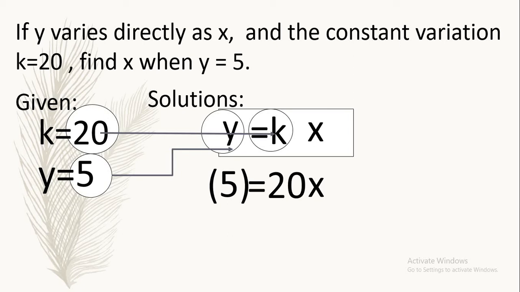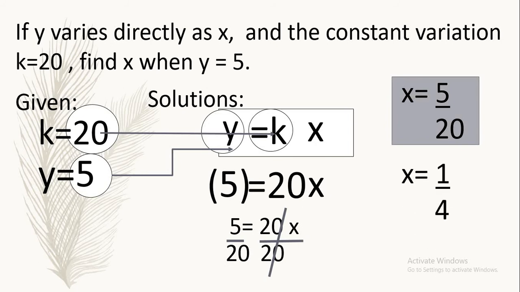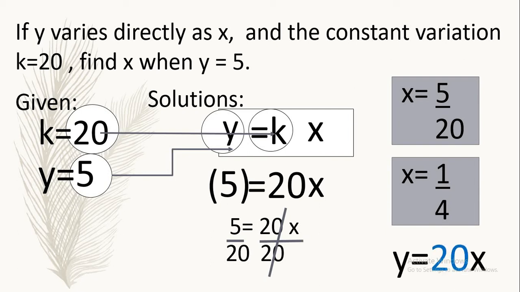So dito, dahil may katabi si variable na number, gagamit ka uli ng division property of equality. So you will divide both sides by 20. So cancel. Our x is 5 over 20, or simplified, we have 1 over 4. Okay, and our equation of variation is y is equal to 20x because 20 is our constant of variation.